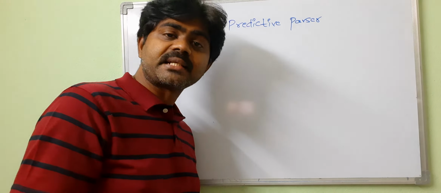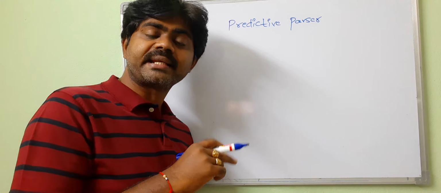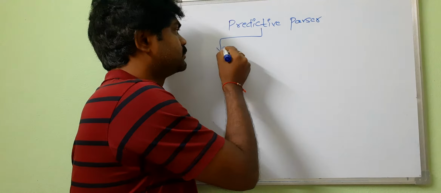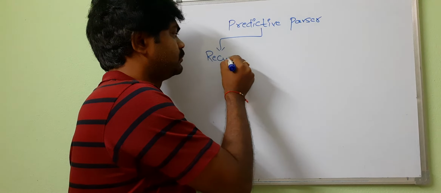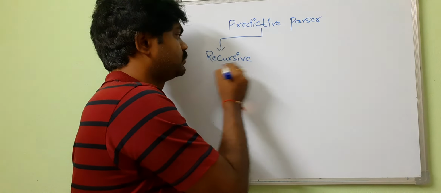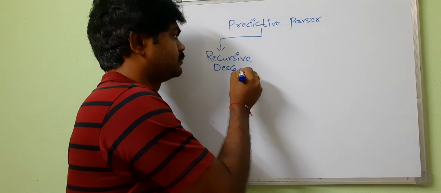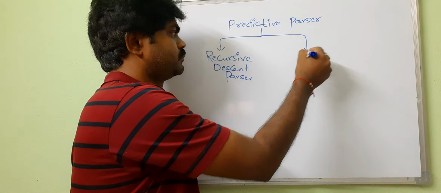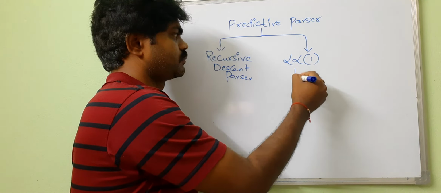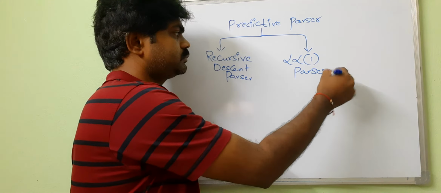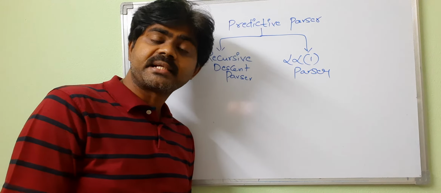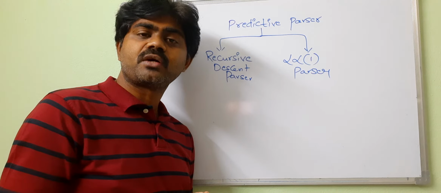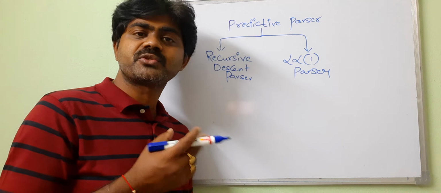So predictive parsers are divided into two: one is recursive descent parser and the other is LL(1) parser. So what is recursive descent parser and what is LL(1) parser? First we'll discuss recursive descent parser.